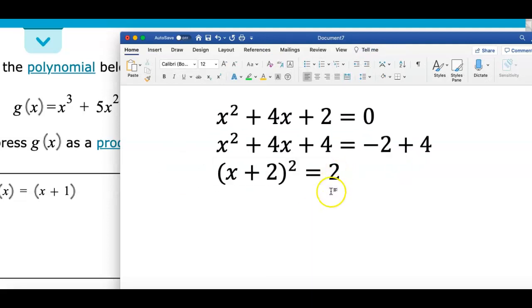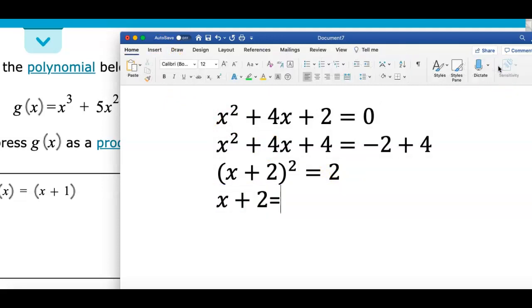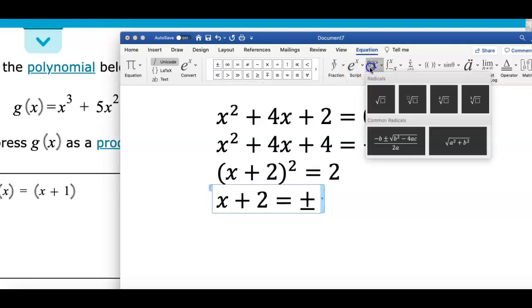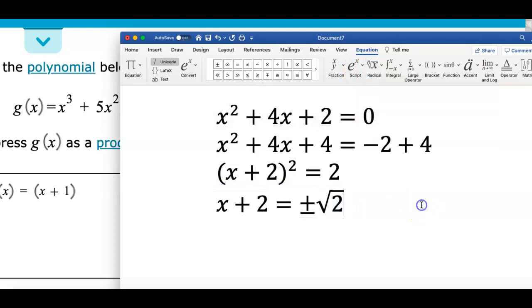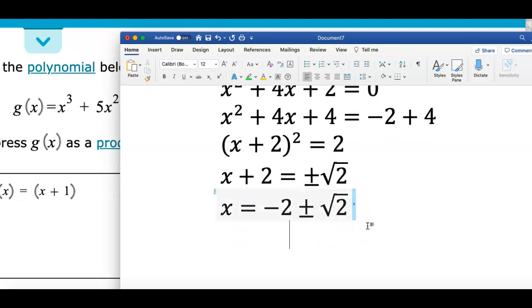We need to now take square root of both sides. If I take square root of both sides, I will get x plus 2 straight out of that parenthesis. And then on the other side of the equal sign, I will need to put the plus or minus sign, and I will have square root of 2. Okay? Now, the last thing that I need to do is just subtract 2 from both sides so that x can be by itself. So I will have x equals negative 2 plus or minus square root of 2. So we got two answers so far.